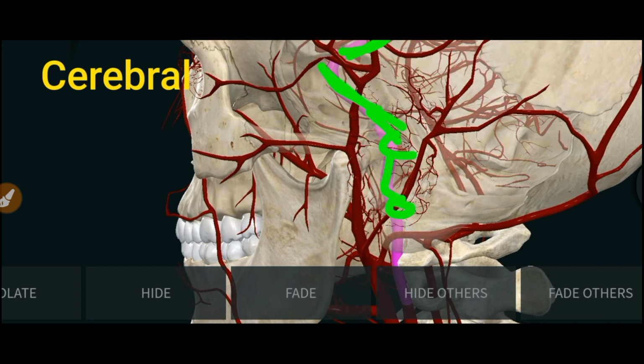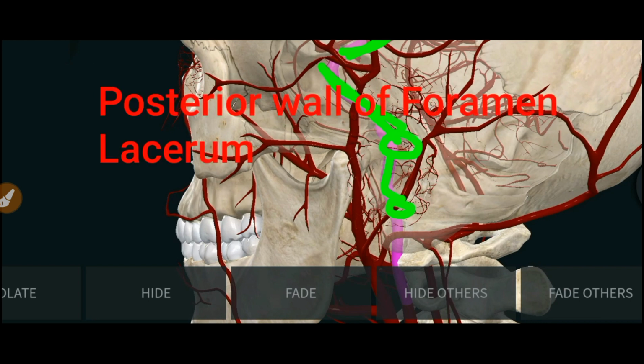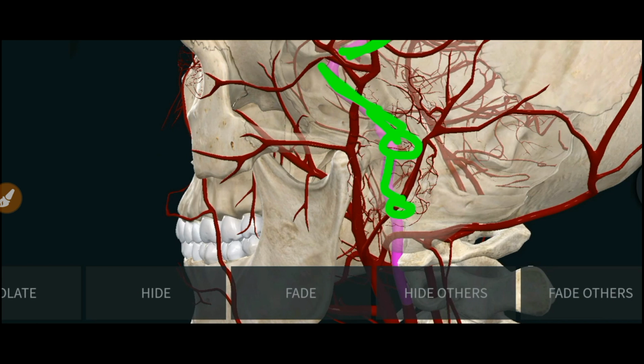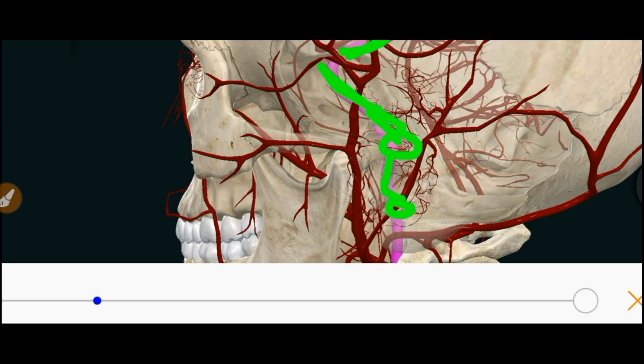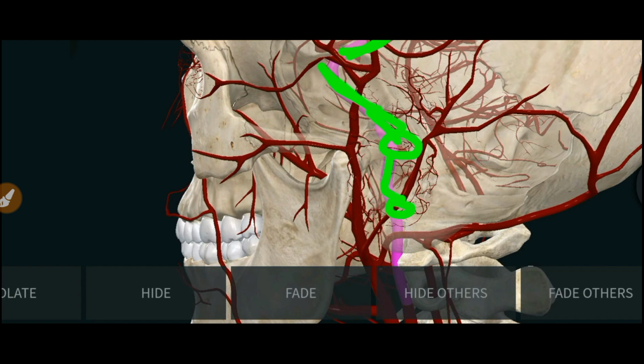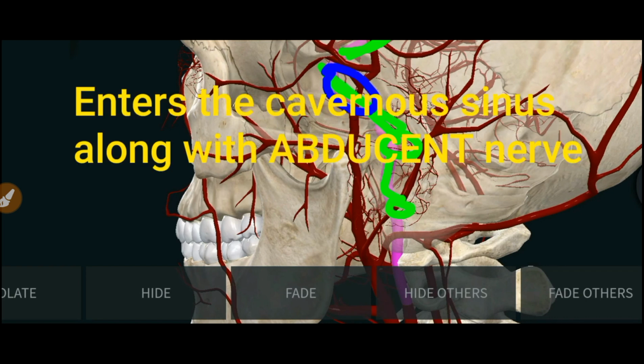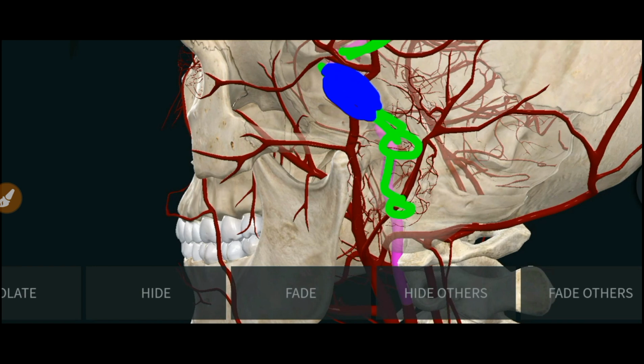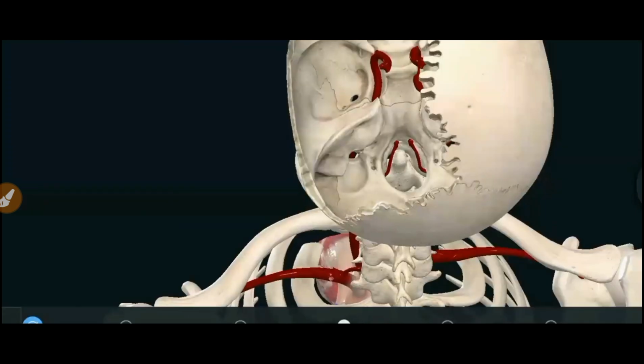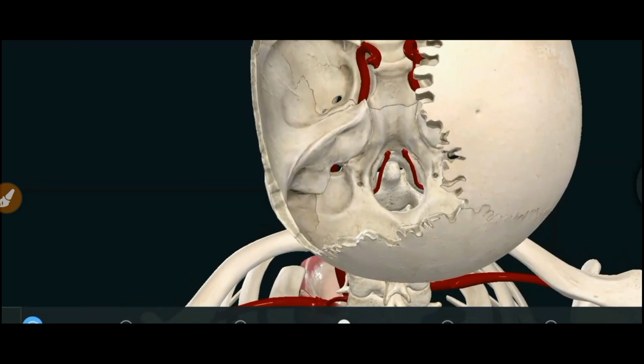So this is the course. What you are seeing is the left internal carotid artery, that is the foramen lacerum. It enters in the posterior wall of the foramen lacerum and enters the cavernous sinus, and it lodges in the carotid groove within the cavernous sinus, related to the abducent nerve immediately inferolateral to this artery, and further lateral it is related to the nerves of the cavernous sinus.